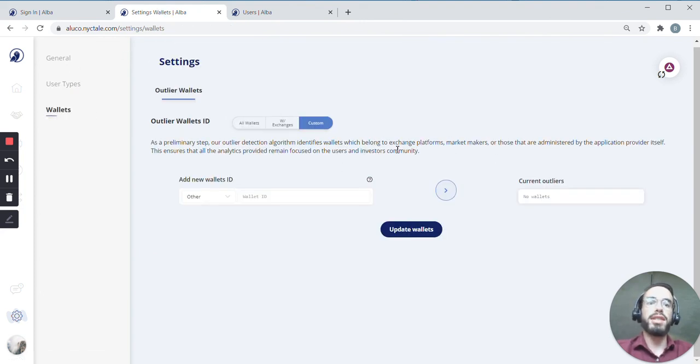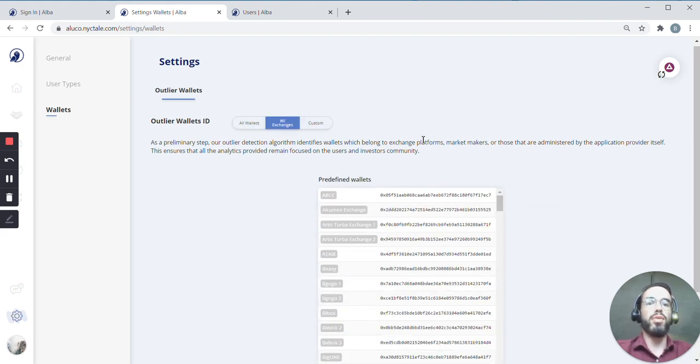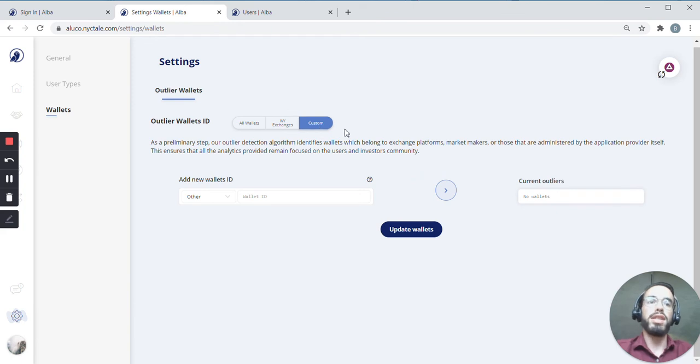The wallet page gives you access to an even deeper level of configuration, with the ability to exclude a given list of wallets from the analytics. By default, you have access to 2 configurations, with all the existing wallets or excluding all exchange platform wallets that are labeled as such on Etherscan. For more custom-made configuration, please reach out directly to our team.